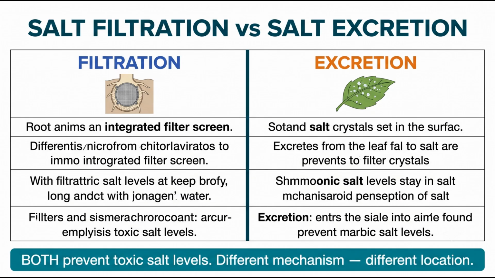With filtration, you see nothing on the surface. With excretion, you can see white crystals on the leaf. Filtration is used by red mangroves, Rhizophora. Excretion is used by gray mangroves, Avicennia. Both strategies prevent toxic salt levels inside the plant. They just do it at different points in the process. In the exam, if you are asked to compare the two strategies, use these three contrasts: location, timing, and visible result.